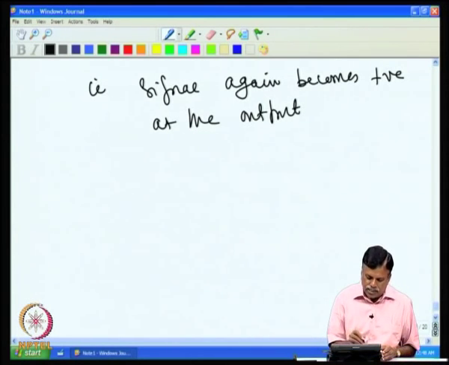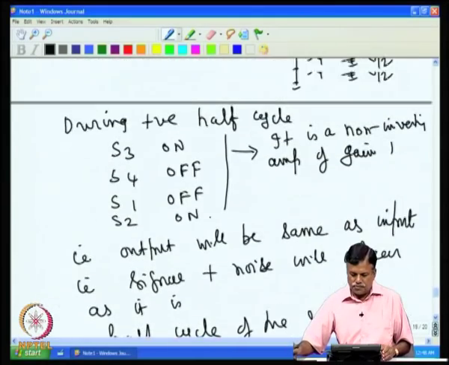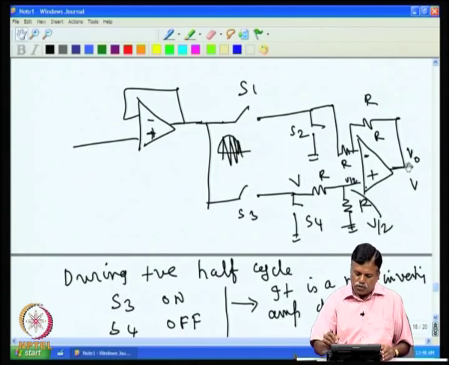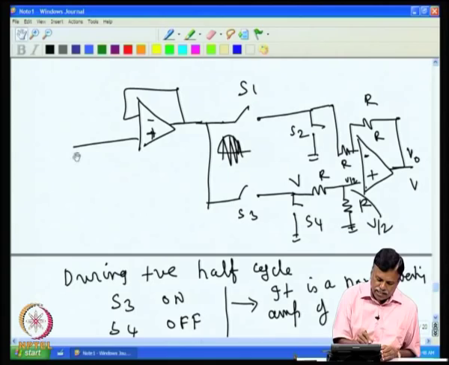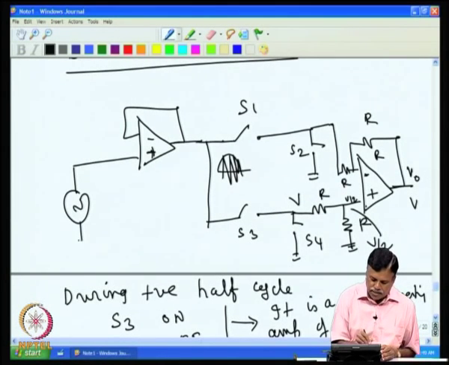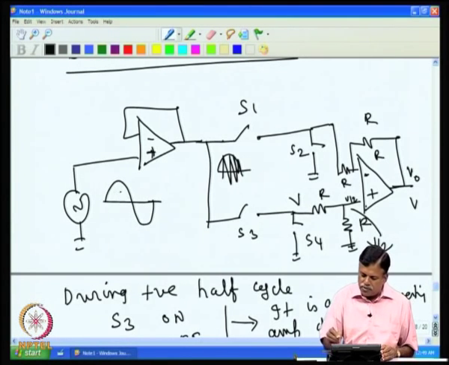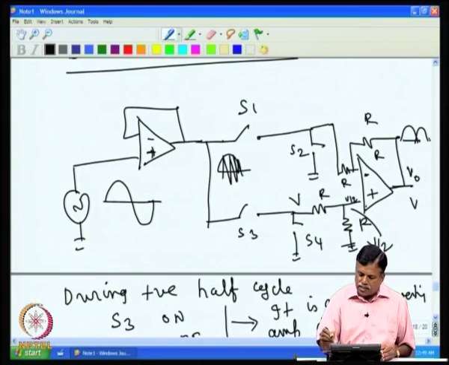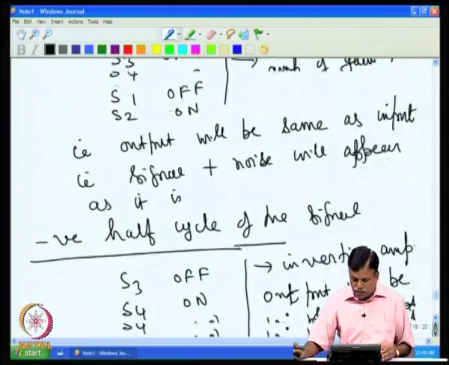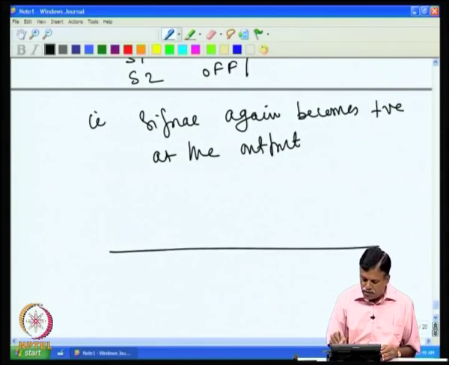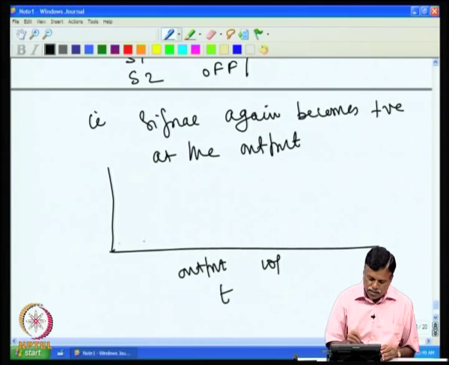So, the net result is that if I look at the output V naught, if the switches are switched correctly, that is, during the positive half cycle of the signal, if I have a signal here which is positive and negative, during the positive half cycle you will get the positive signal as it is. During the negative half cycle, since the signal is now going through this route and gets inverted, the minus signal gets inverted and will become a plus again. So again you will get the signal like this. So if you look at the output voltage V naught, time versus voltage, if I plot that, it looks like this.